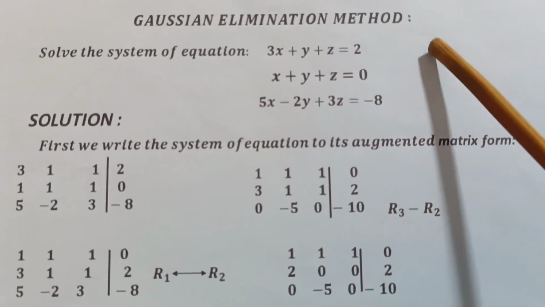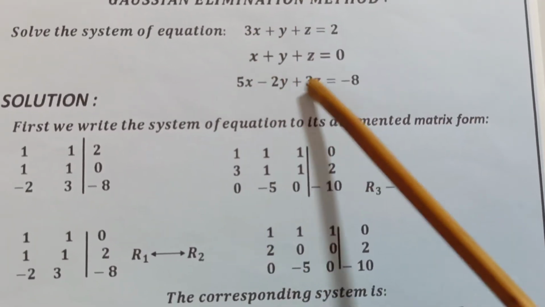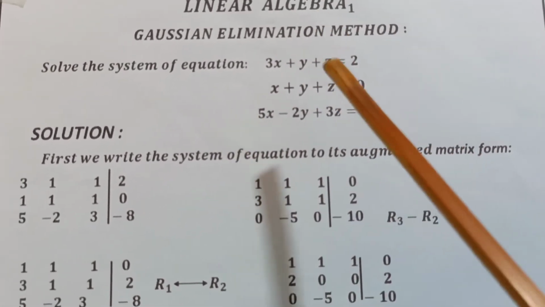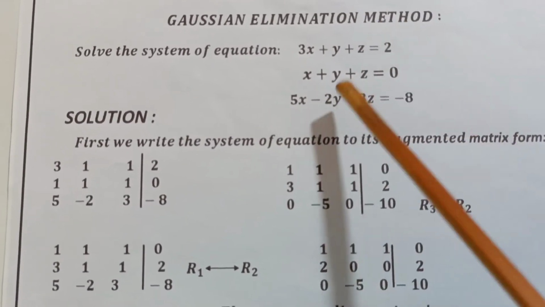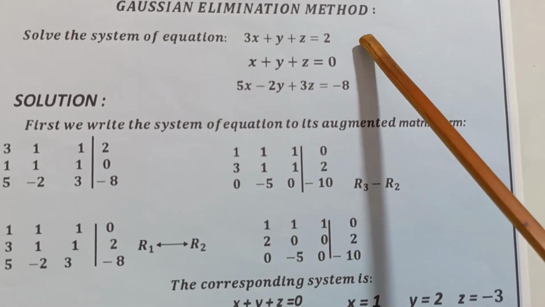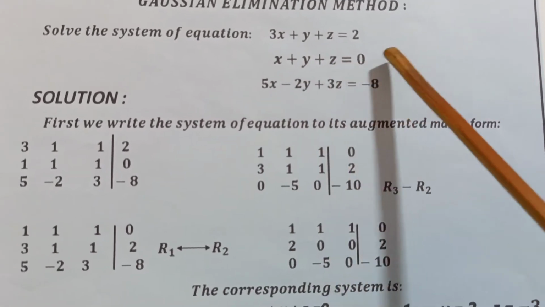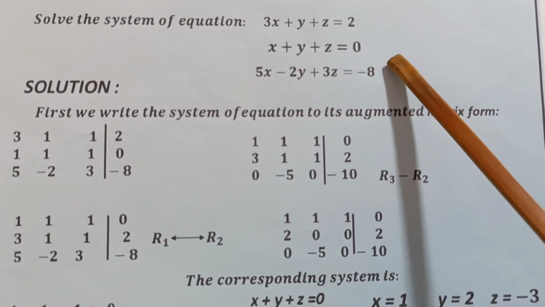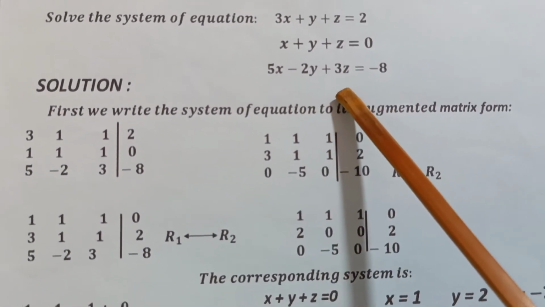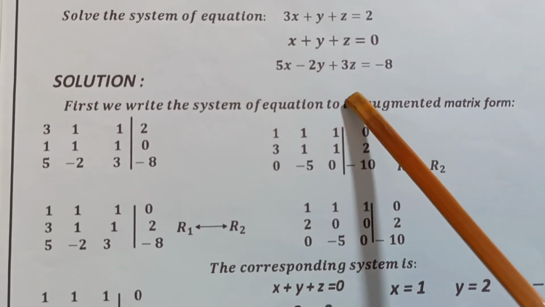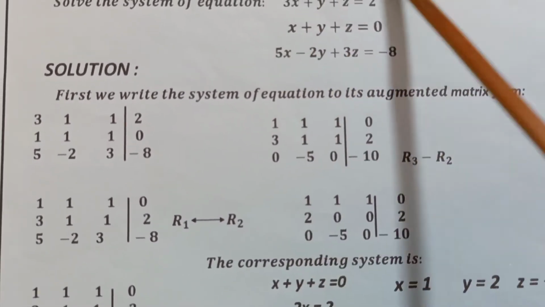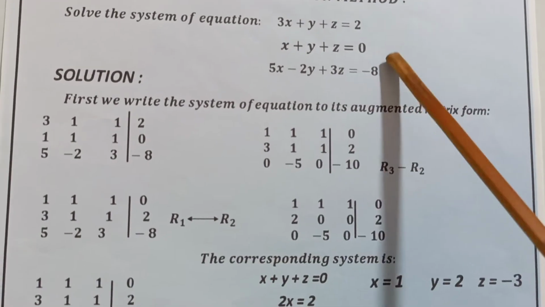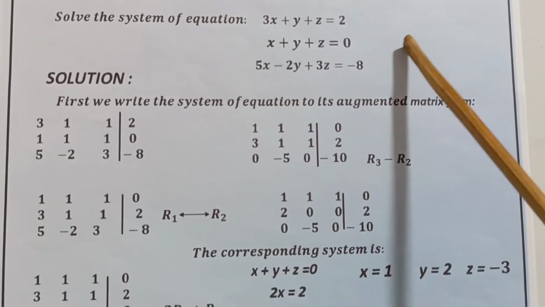So, we're given 3 equations in 3 variables. The first equation is 3x plus y plus z is equal to 2, x plus y plus z is equal to 0, and 5x minus 2y plus 3z is equal to negative 8. So we now have these 3 equations in the system of equations here.